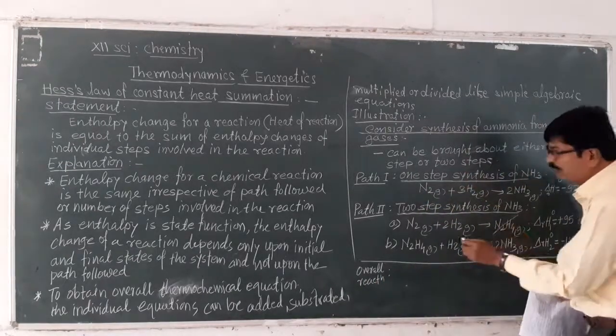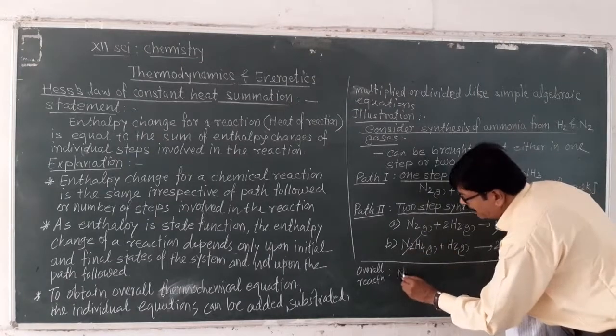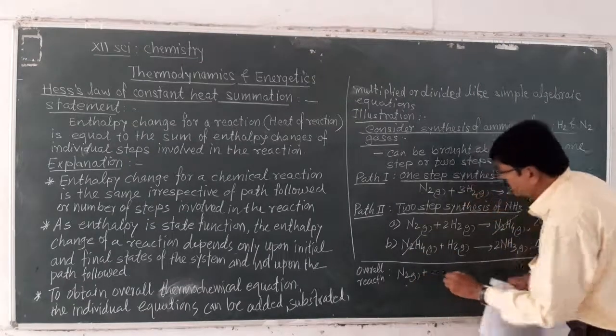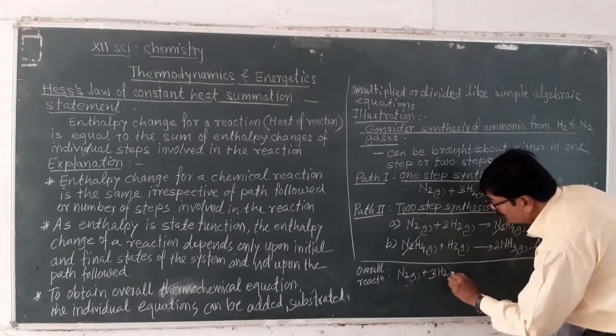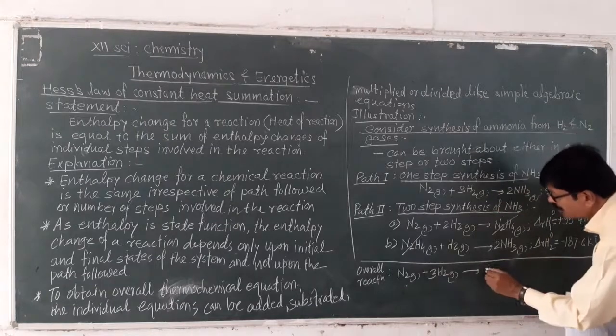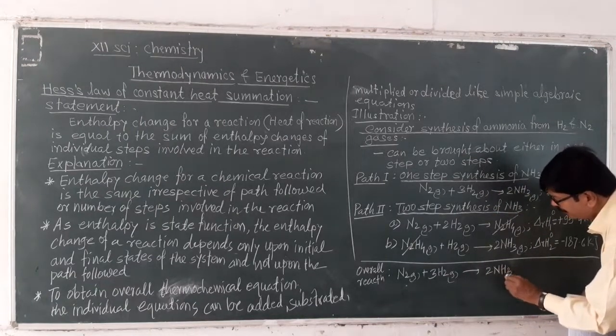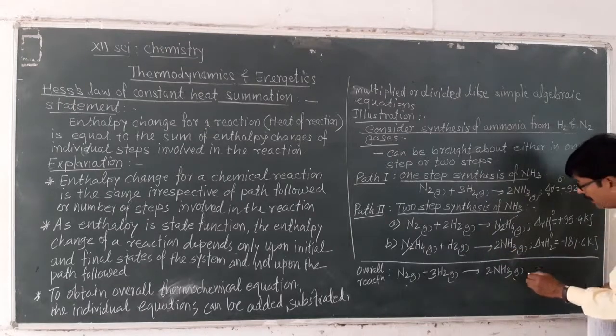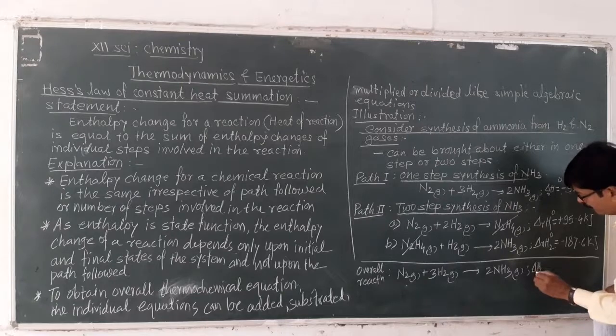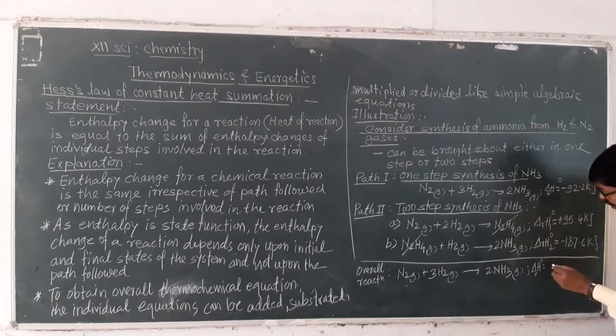It is observed that if you add these two steps, you will get the overall reaction. Here N2H4 cancels and we get N2 gas plus 2 plus 1, that is 3 H2 gas, to give 2 NH3 gas. This is the overall reaction required, and the enthalpy change of this reaction is delta r H naught 1 plus delta r H naught 2.